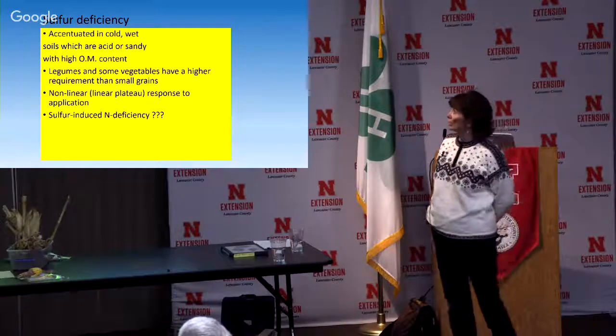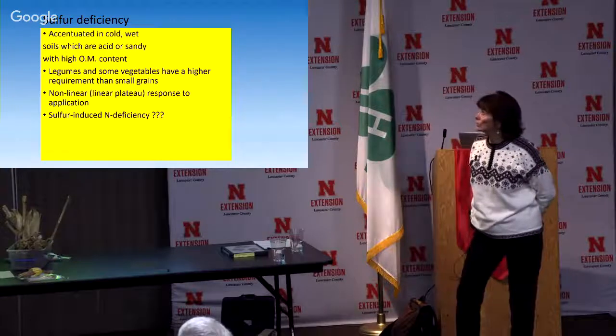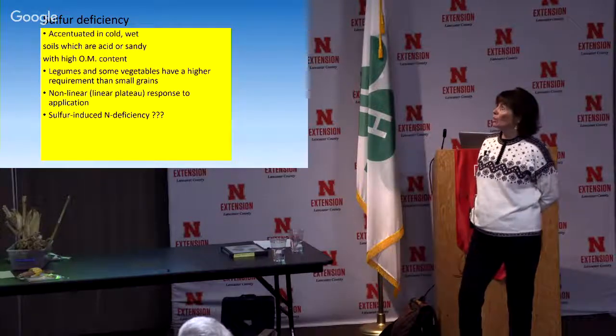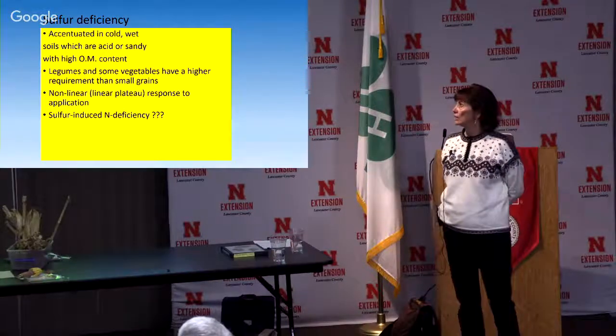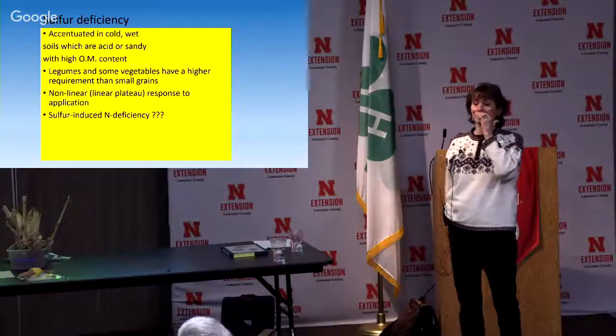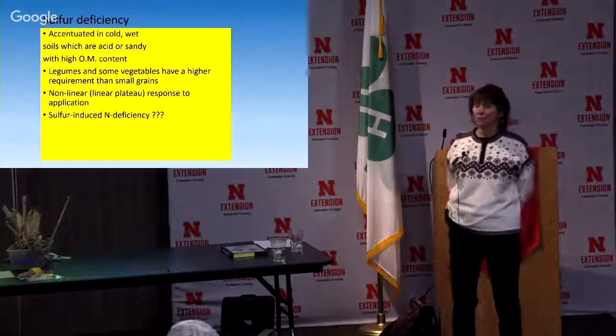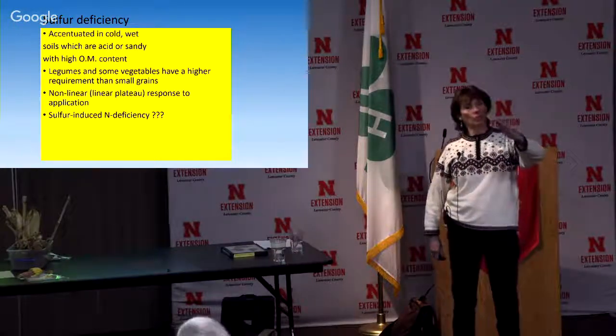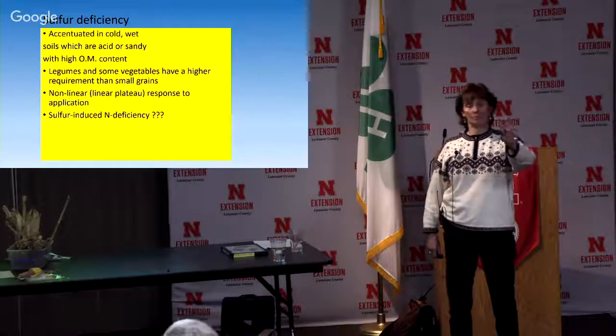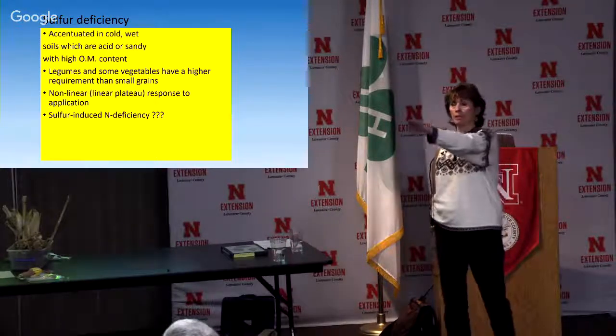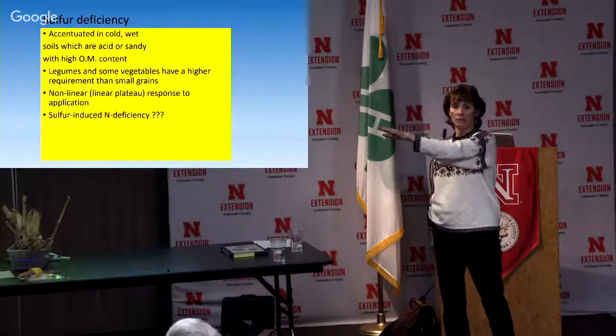Legumes and vegetables have a higher requirement than small grains. They're cold, wet soils, which are acid or sandy with high organic matter content. It can be a problem. It's a nonlinear response like most of the others. That means that you get to a point where a little bit is good and maybe a little more is better, and then it plateaus. Adding more sulfur doesn't help. Okay.